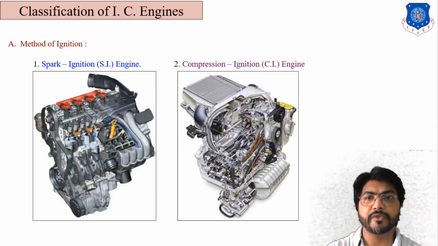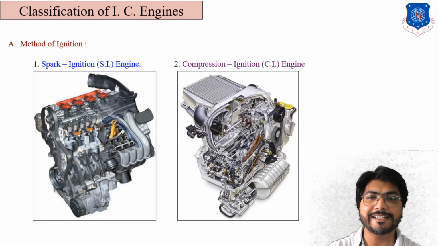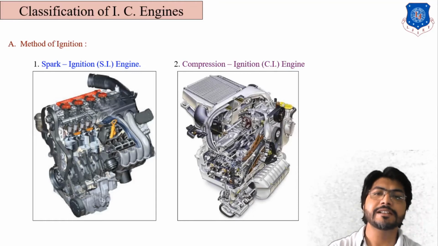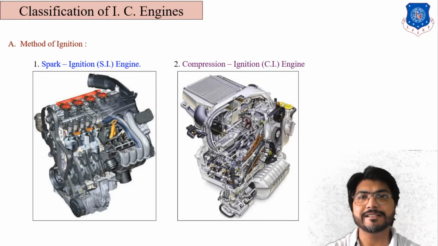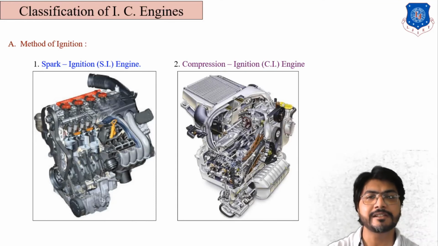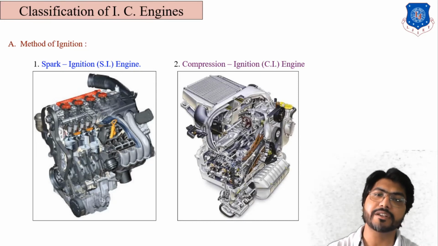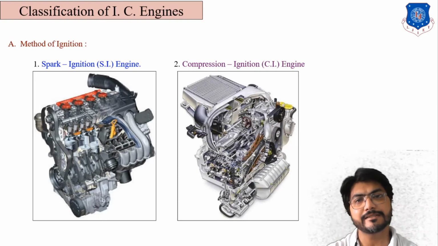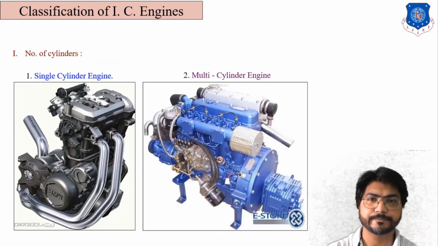Next, method of ignition. According to ignition there are also two types: spark ignition, the SI engine, and compression ignition, the CI engine. The SI engine is a petrol based engine, and the CI engine is a diesel based engine, in which air at a high compression ratio is used. In the SI engine, a compression ratio of around 10 to 1 is used.